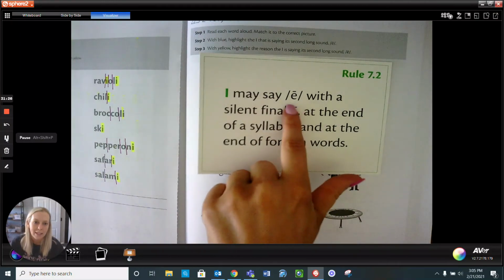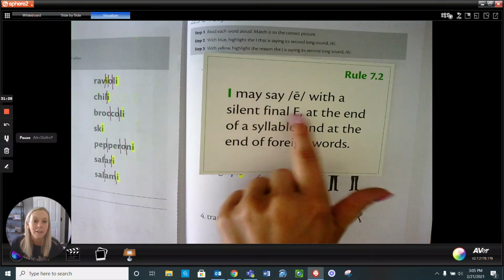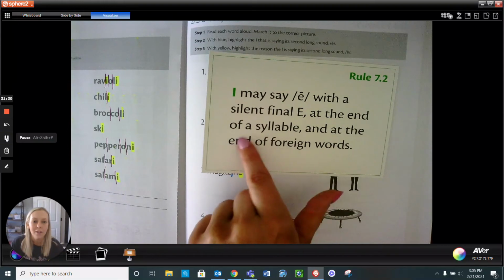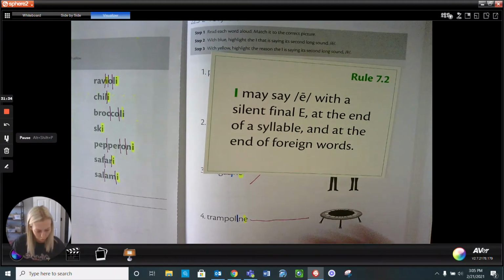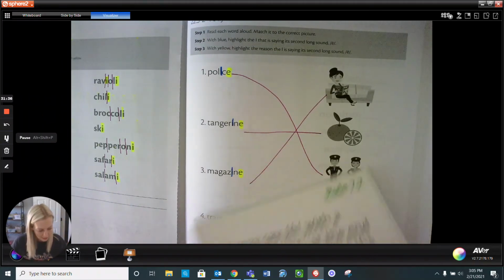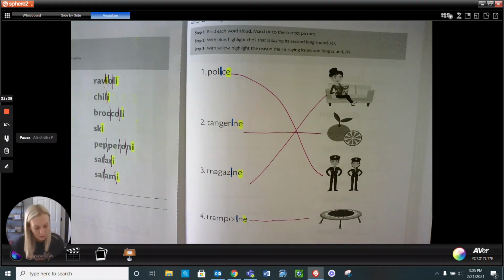I may say E with a silent final E at the end of a syllable and at the end of foreign words. Awesome. So in other words, I may say its second long sound, E, any place a vowel can say a long sound. One reason for this is that in the 1400s, there was a shift in how some of the English vowels were pronounced.